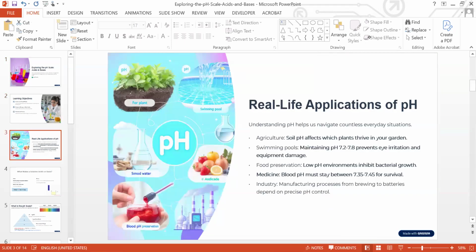Here are some real-life applications of the pH. The pH of soil should be maintained at a specific level for a good yield of crops. The pH of a swimming pool must be maintained, otherwise it will irritate the eyes. In the cross-curriculum link, it is related to medicine and biology, in which the pH of the blood must be at a specific level, which is important for survival.